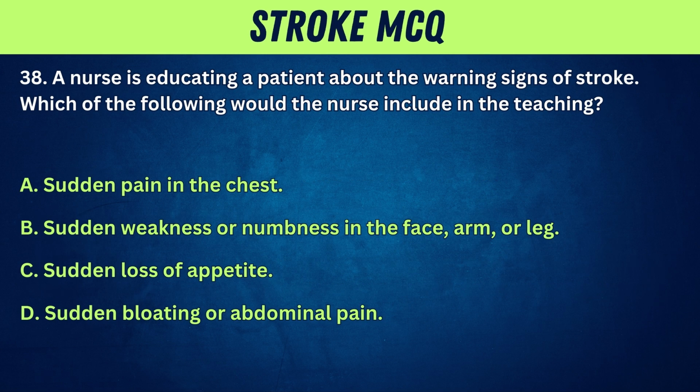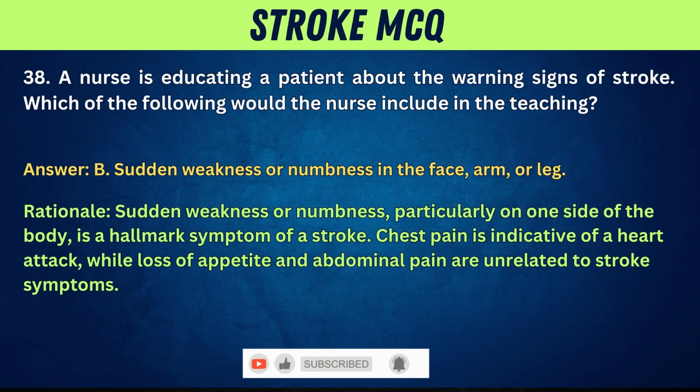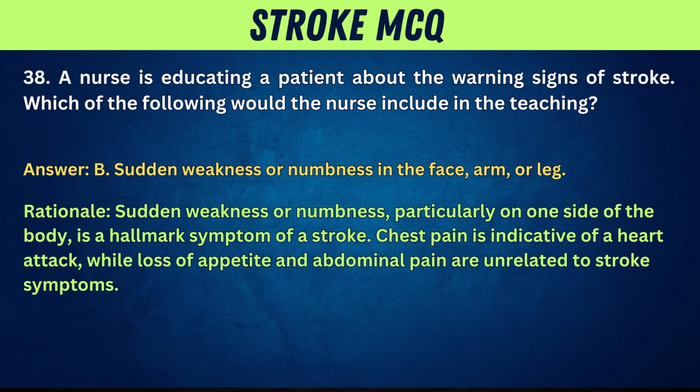38. A nurse is educating a patient about the warning signs of stroke. Which of the following would the nurse include in the teaching? A. Sudden pain in the chest. B. Sudden weakness or numbness in the face, arm, or leg. C. Sudden loss of appetite. D. Sudden bloating or abdominal pain. Answer: B. Sudden weakness or numbness in the face, arm, or leg.